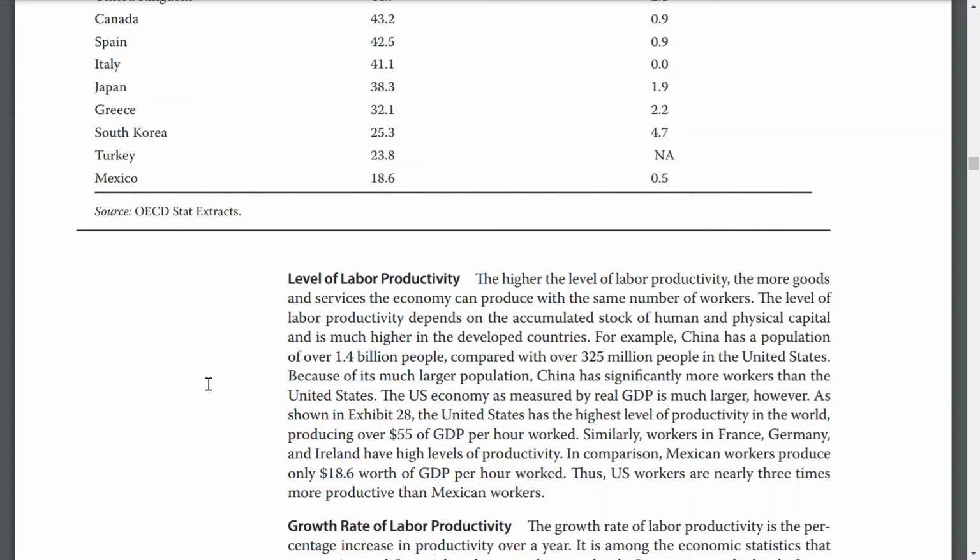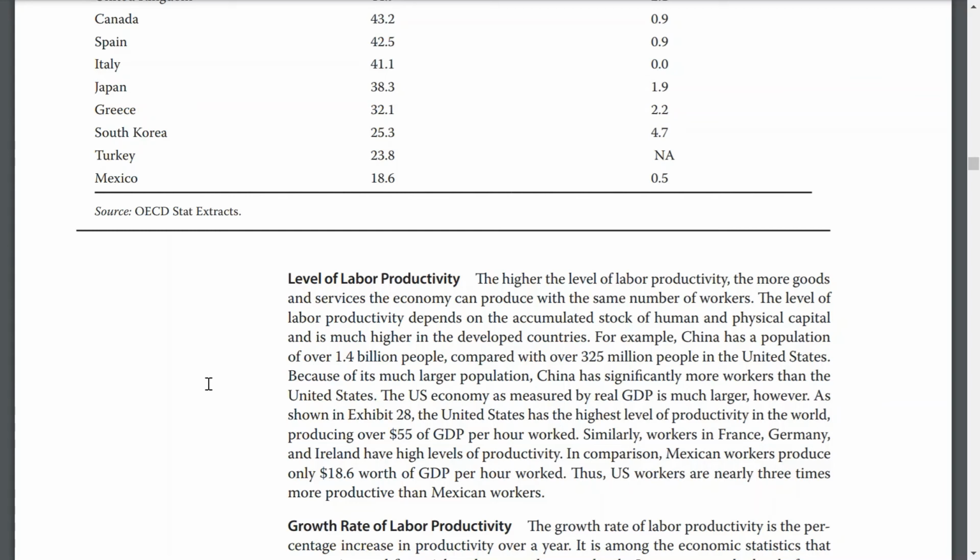The level of labor productivity depends on the accumulated stock of human and physical capital and is much higher in the developed countries. For example, China has a population of over 1.4 billion people compared to over 325 million people in the United States. Because of its much larger population, China has significantly more workers than the United States. The United States, as measured by GDP, is much larger.